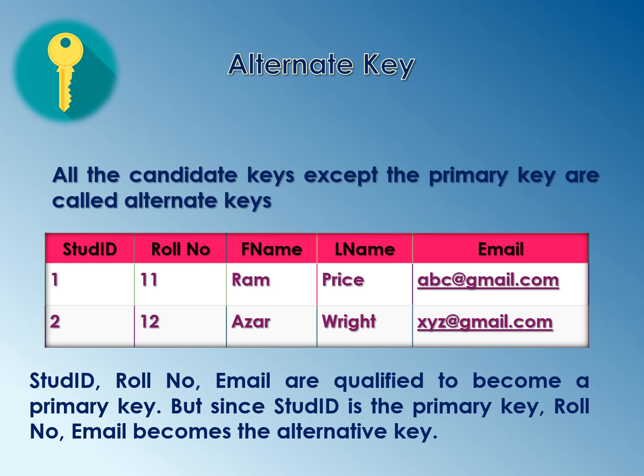Next, alternate key. All the candidate keys except for the primary key. When we remove the primary key from the set of these candidates, whatever is left is called the alternate key. Like in the previous example, we have taken the student ID, the roll number, and now we have also added email. They are equal candidates for becoming the primary. So there are 3 candidate keys. But since I have taken student ID as the primary key, the roll number and the email ID will become the alternate keys.